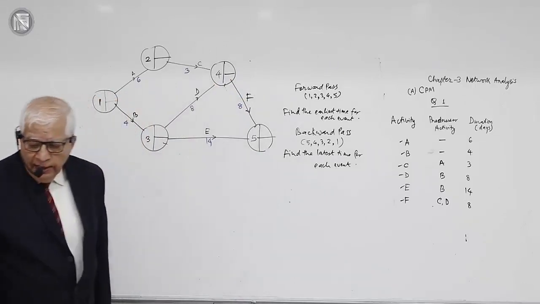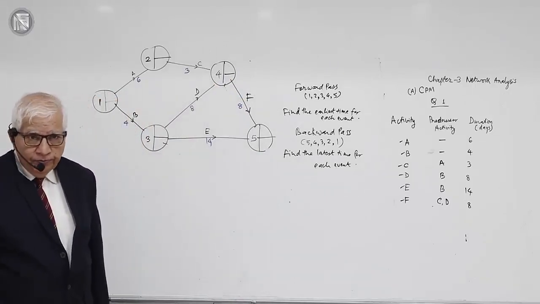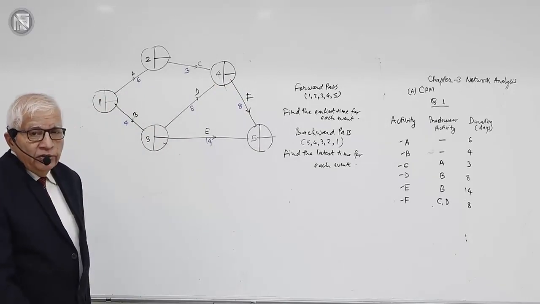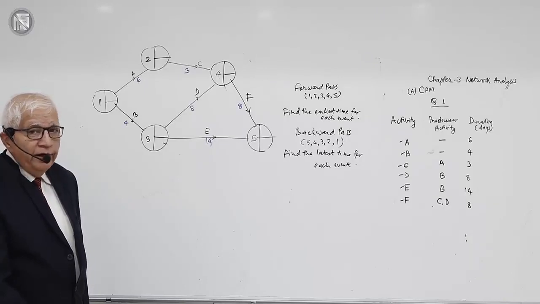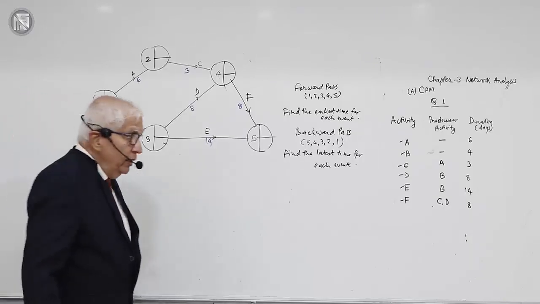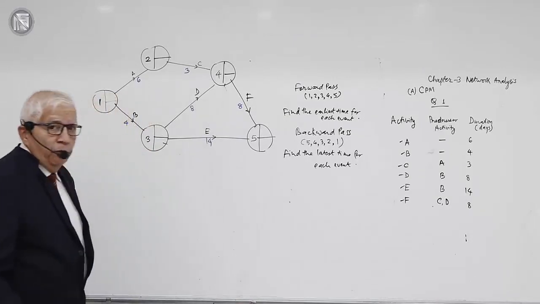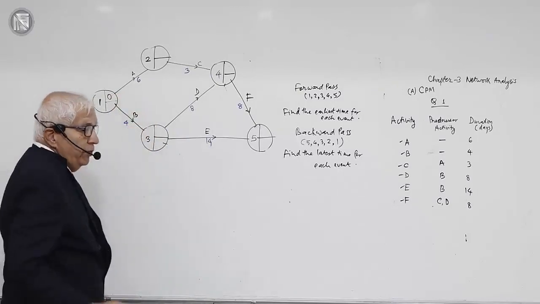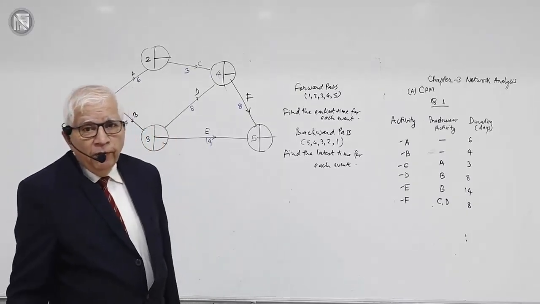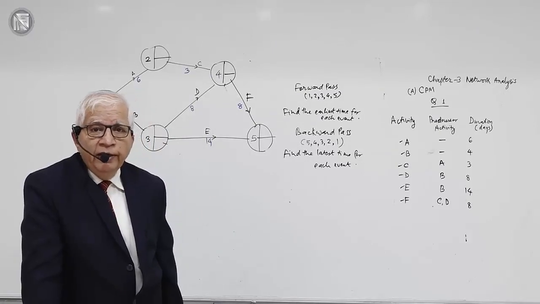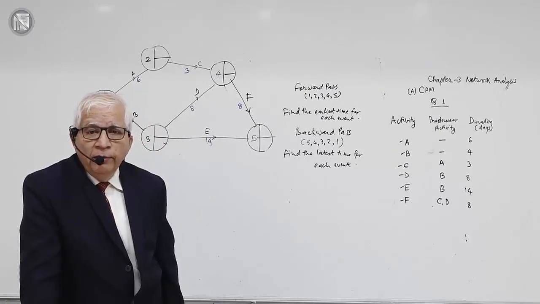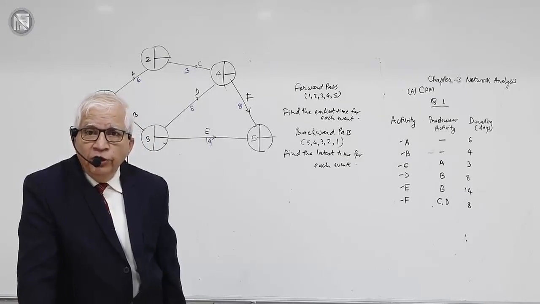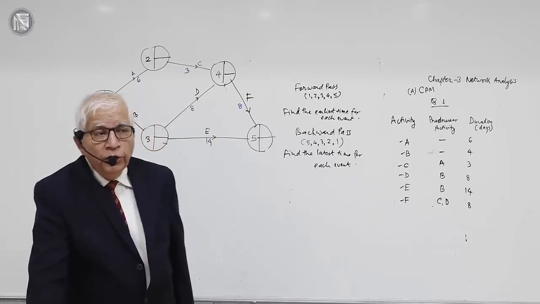Okay. Now I'll commence the forward pass. Remember, the project starts at event number 1. Project stops or ends at event number 5. So how do we proceed? The time at which the project starts is called time 0. So I say this is time 0. In other words, whenever we find event number 1, the earliest time for event number 1 is always taken as 0. Because whatever time the project starts, we call it time 0. And from time 0 onwards, we start calculating what is the project duration or project time.